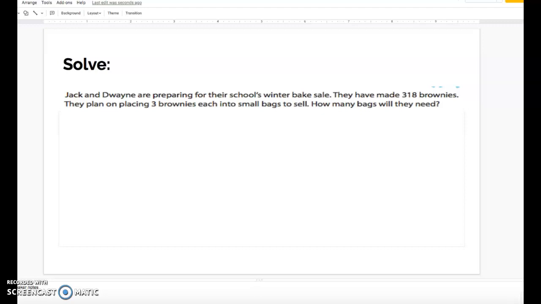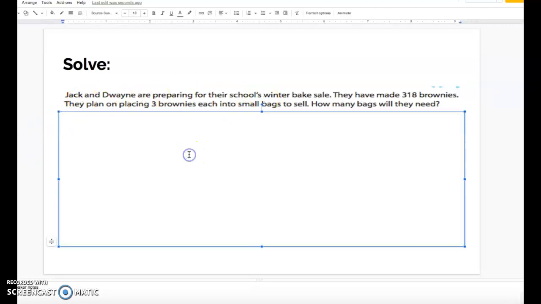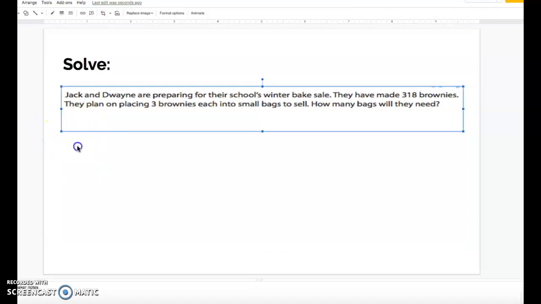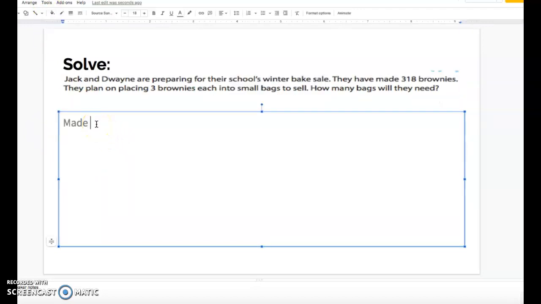Okay, well, let's go through asking myself first. Well, what do I already know? I know that Jack and Dwayne are getting ready for the bake sale, and I know that they have made 318 brownies. I also know that they're going to place the brownies in bags of 3. So there's going to be 3 brownies in each bag.